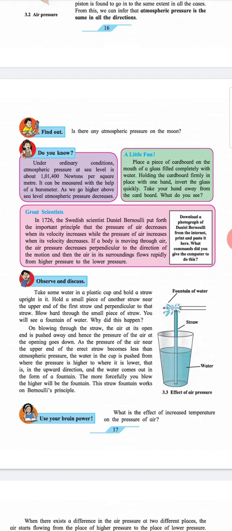Box: Great scientist. In 1726, the Swedish scientist Daniel Bernoulli put forth the important principle that the pressure of air decreases when its velocity increases, while the pressure of the air increases when its velocity decreases. If a body is moving through air, the air pressure decreases perpendicularly to the direction of the motion, and then the air in its surroundings flows rapidly from higher pressure to lower pressure.